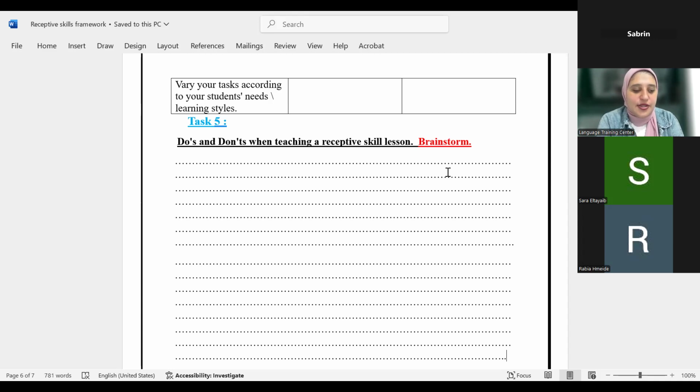Okay, what else, my friends? I think using scaffolding techniques to simplify tasks according to the students' needs and learner styles. Okay. So that's perfect. Good. Miss Khulud, I have a question. What's the meaning of scaffolding techniques?